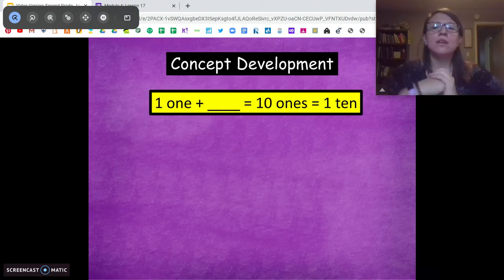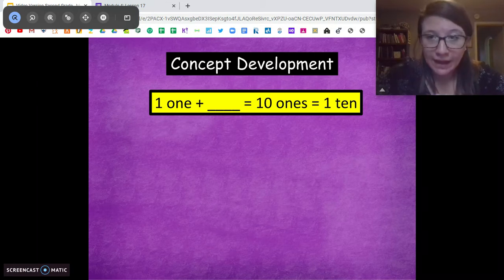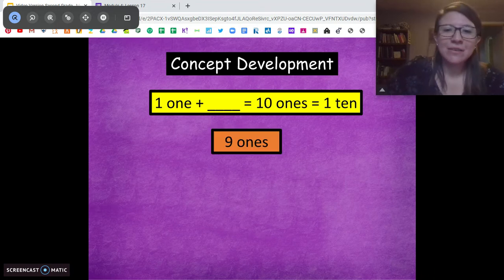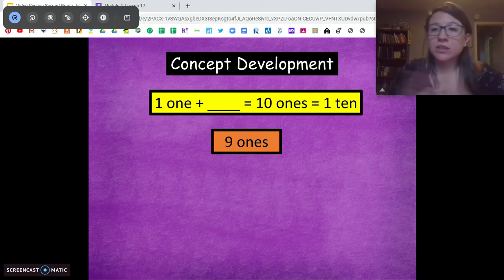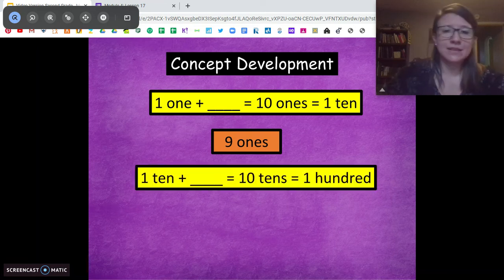Whew, okay. So look at this problem here. It says 1 plus blank equals 10 ones, which equals 110. So what's going to fill in our blank there? What's going to get us to 10 ones or 110? Very good. We're going to need 9 more ones. What we're just looking at is how we're going to get to that next 10. So we start with 1. We need 9 more to get to that next 10. Easy peasy, you guys got this.